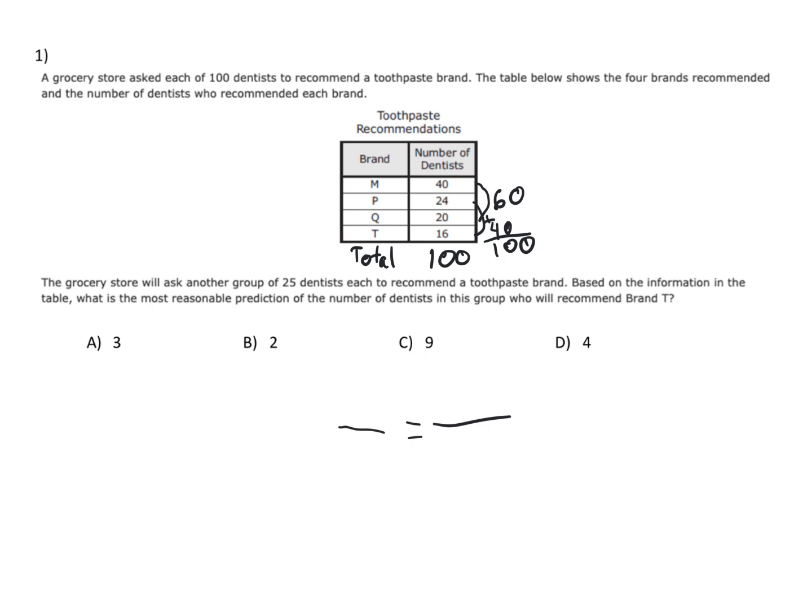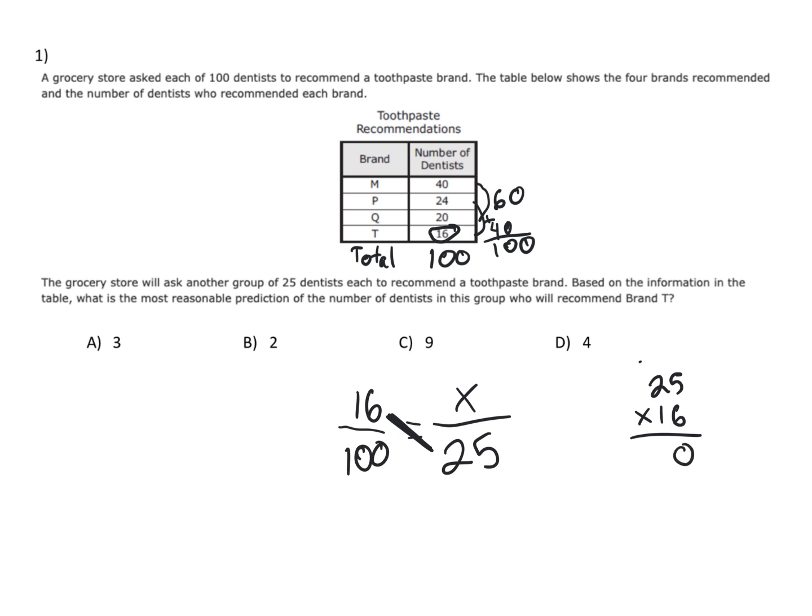So we have, for brand T, so that's right here, 16 over 100 would equal X over 25, since we are looking for the 25 new dentists that we are going to ask, how many would get brand T, which is equivalent to 16. So from here we cross multiply. So we do 25 times 16.